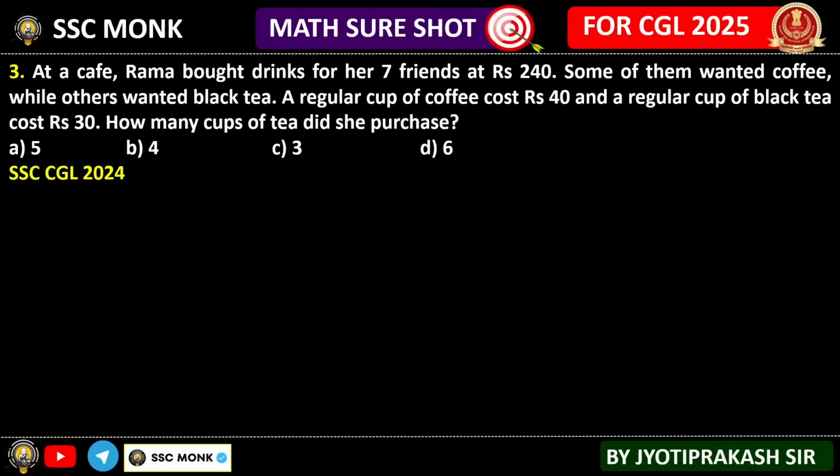Next. At a cafe, Rama bought drinks for her 7 friends for 240 rupees. Some of them wanted coffee while others wanted black tea. A regular cup of coffee cost 40. A regular cup of black tea cost 30. How many cups of tea did she purchase? Now what happened? Rama bought 7 cups, total 240.